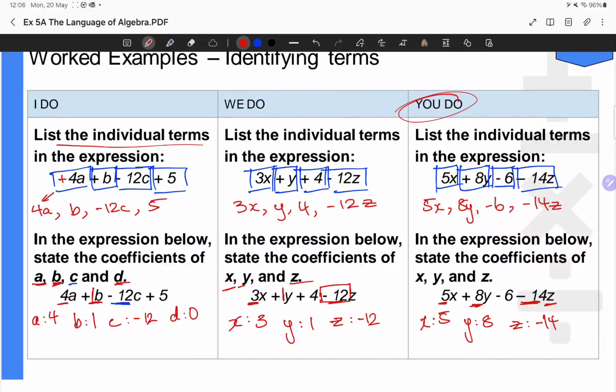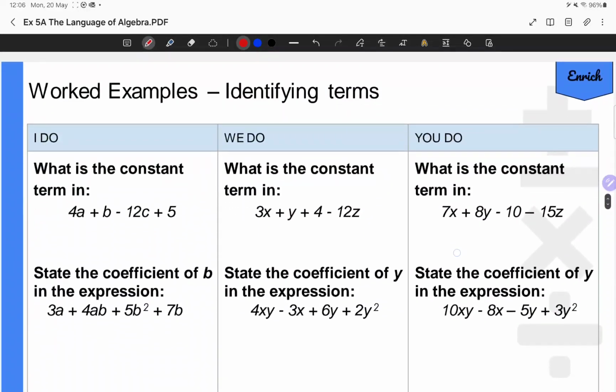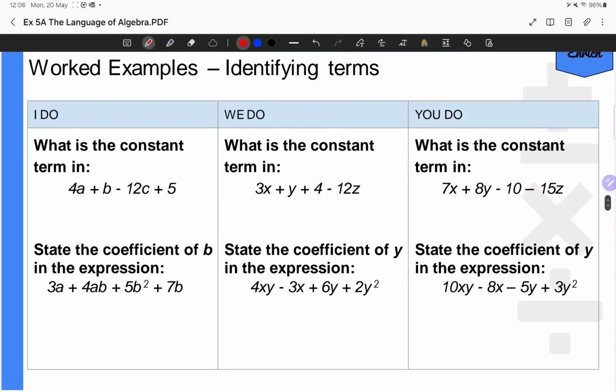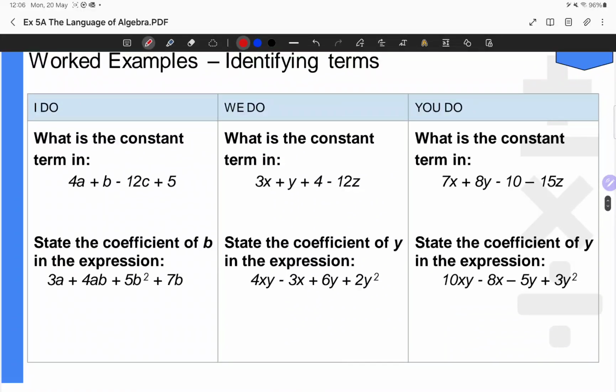All right. So just tick that if you got it right. Otherwise, please correct it in your bound reference. We'll move on to the next and the last set of worked examples. Oh, nope. There are actually a little bit more. My bad. This is still identifying terms. So we'll go straight to the we do's right here for the sake of time.